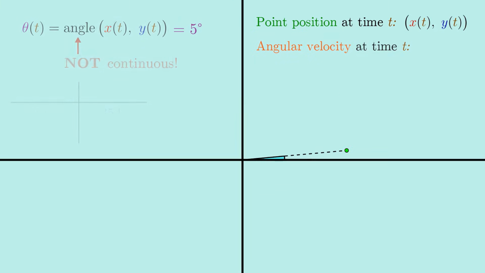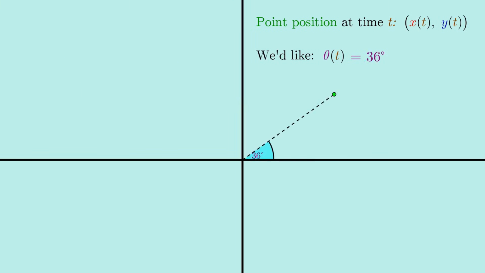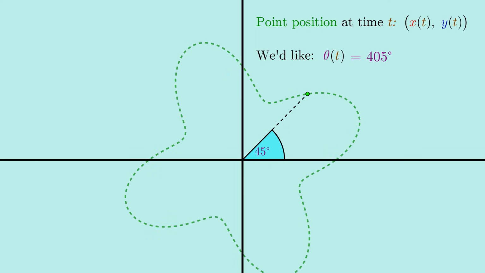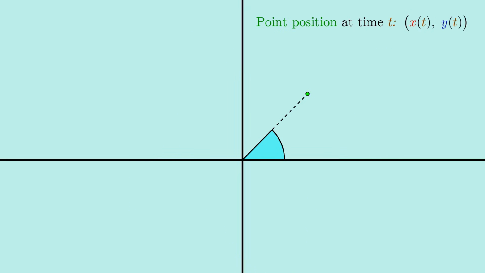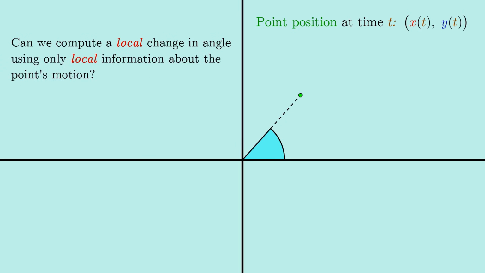What we'd really like is for the angle function to not wrap around to 0 if we started from around 360 degrees. But unfortunately, there's no way to easily do this. Angles are cyclic by their very nature. 405 degrees is the same as 45 degrees, and there's no real way to tell the difference between them without remembering the entire prior history of the point's motion, which would be a hassle. So are we stuck then? Is there no easy way to calculate a local change in angle just using local information about the point's motion?